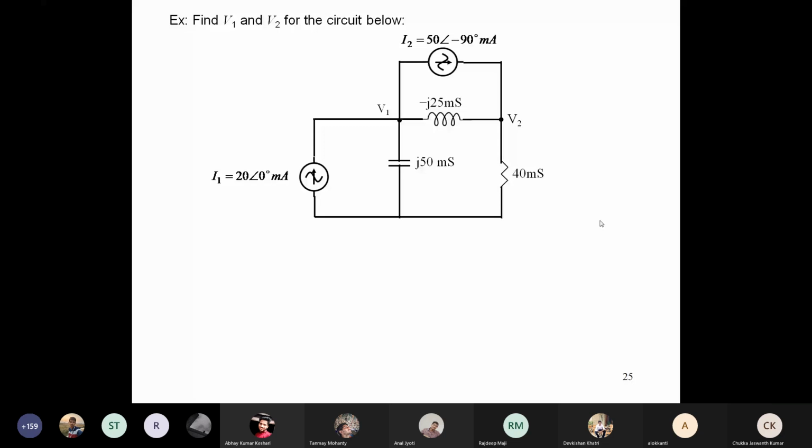Obviously, which method will you apply? Nodal. Do this and let me know. Sir, which direction is I2? It's a bit hazy here. I2 is left to right. I1 is from bottom to top. Okay, sir.